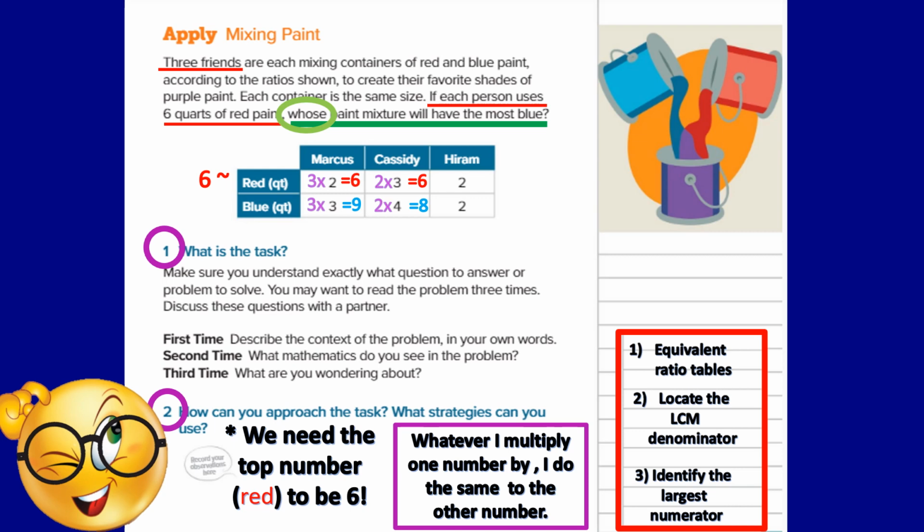And then Hiram has 2 to 2, and I know that I need that top number once again to be 6, so I'm going to multiply 3 by 2 to get 6, and therefore multiplying the 3 by 2 at the bottom is also going to be equal to 6.